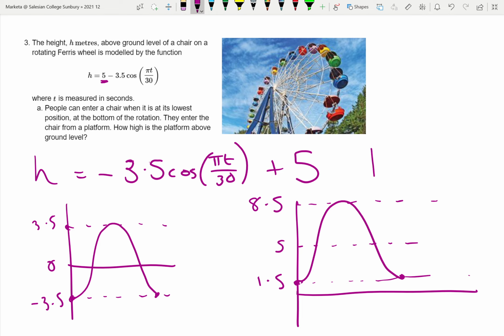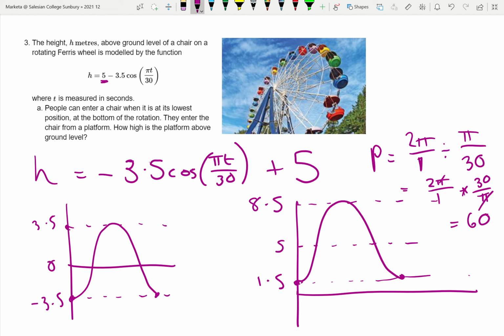So the period is 2 pi divided by whatever's in front of the x, and that's going to be 2 pi on 1 times 30 on pi. So we can cancel those, and it's going to be 60. So this is quite a usual period. You see it quite a lot, 60 seconds there, and obviously that's 1 minute. So it must mean that for the Ferris wheel to go round one full cycle, it takes 60 seconds.